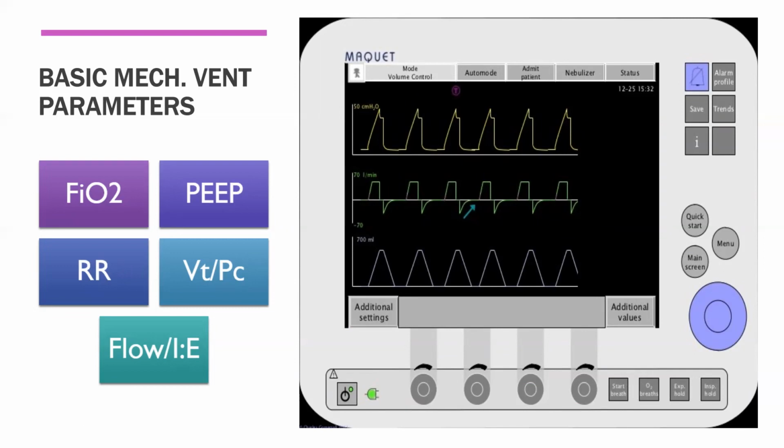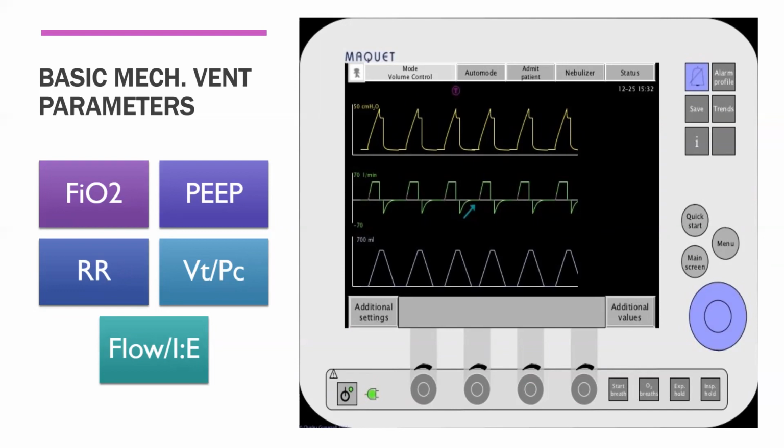What do we mean by PEEP? The positive end expiratory pressure that will keep the alveoli open. We usually start for the adult by 5 and increase it depending on the patient's chest X-ray and oxygenation.